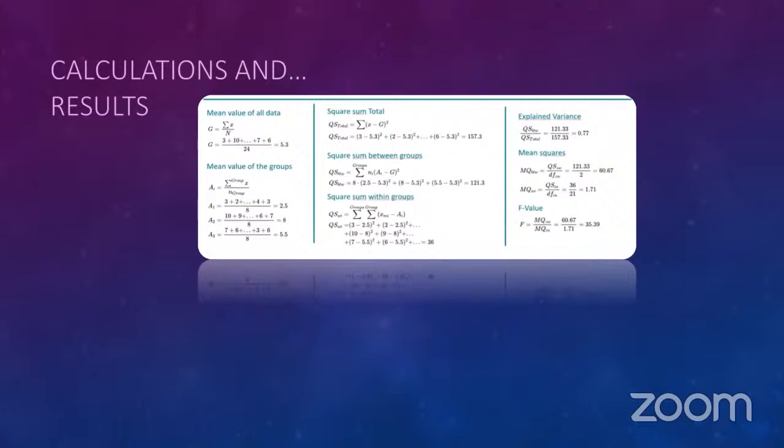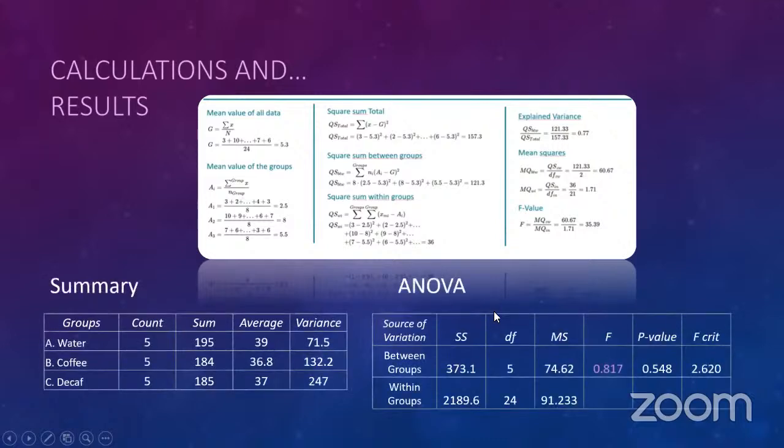So after we calculate the ANOVA, we will have this lovely picture of different calculations. We will first calculate the mean of all data, the mean of all groups. We will calculate something that is called a sum of squares: the total sum of squares, the sum of squares between the groups and within the groups. And then we will divide them by each other, and then we calculate the ANOVA, which is the F value. So that's quite a long journey, right?